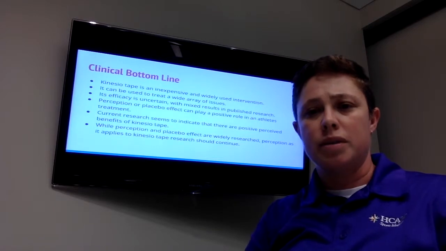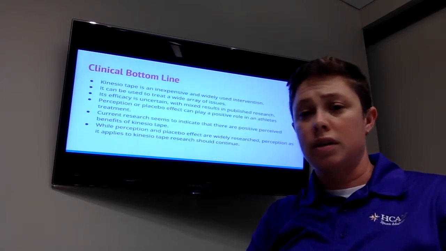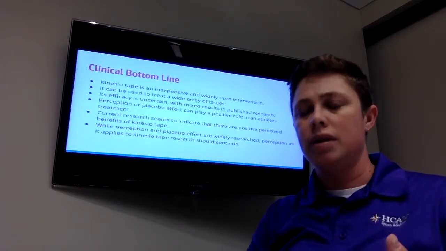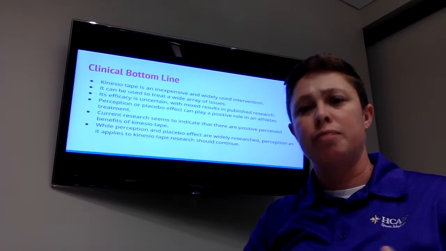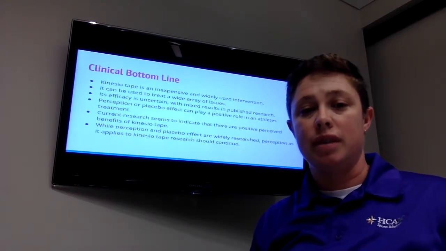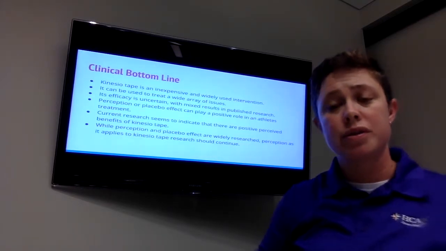Like I said, I've used it for musculotendinous injury. I've used it for circulatory and lymphatic issues. I've seen people use it for migraine relief, biofeedback, posture control. It can be used for a lot of different things. However, its efficacy is uncertain. There are mixed results in the research.